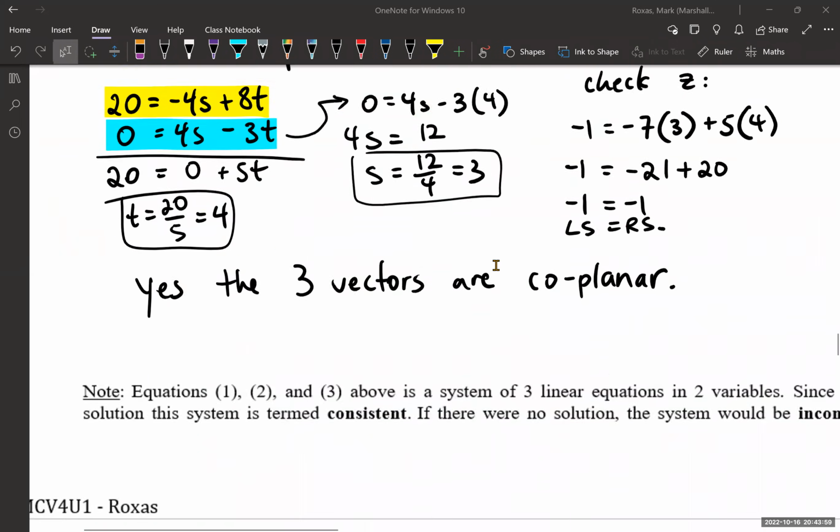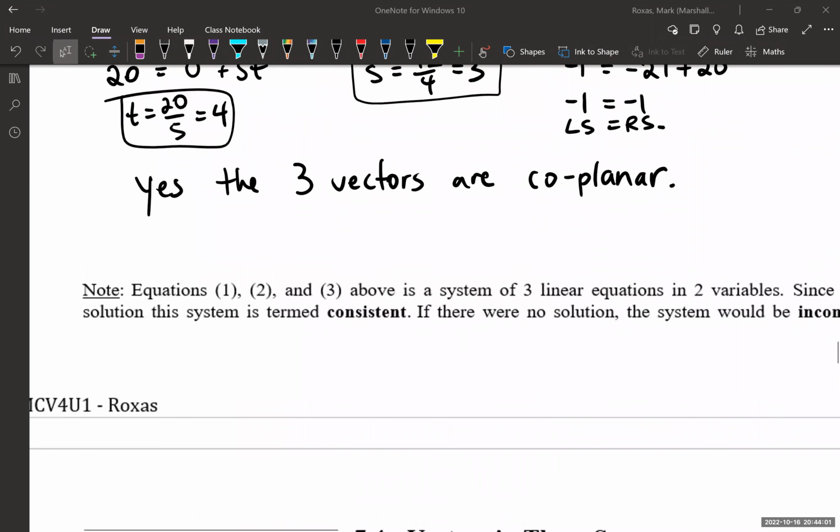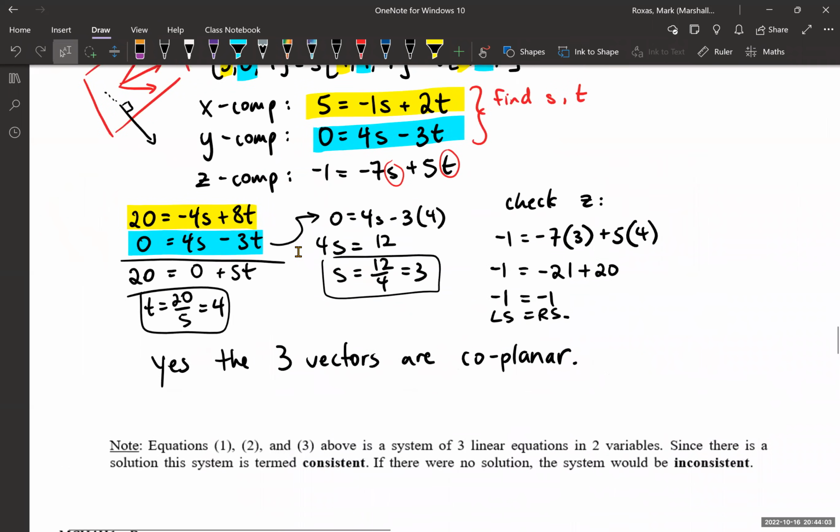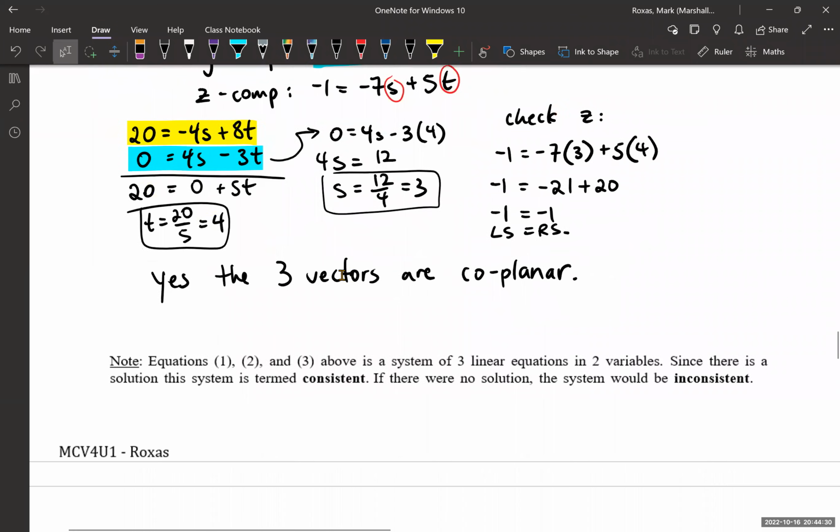Okay. Back to this. Equations 1, 2, and 3 that we have here, the x, y, and z components, form a system of equations, each with 2 variables. So technically, we have a system of 3 linear equations with 2 variables. And since we found a solution for s and t, we call this system consistent, because there is a solution. If there was no solution, the system would be inconsistent. And we're going to come across inconsistent systems as we go through the tail end of this chapter.